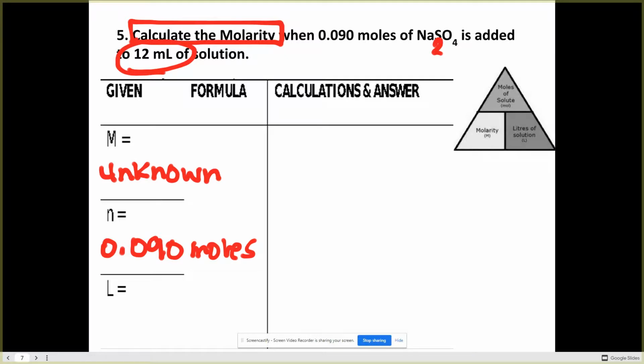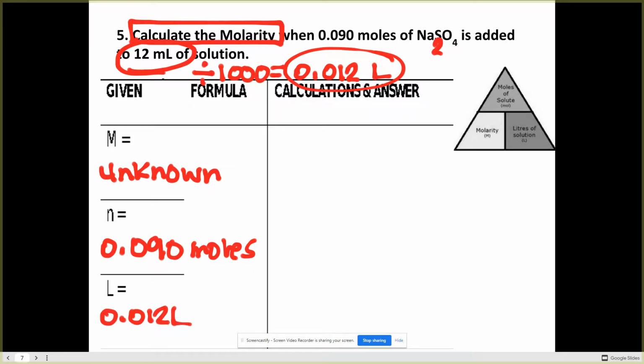Wait a minute, there's something wrong there. It's not L, it's mL. So what did we say? If your volume is given in milliliters, you have to convert it to liters by dividing it by 1,000. So I divide this by 1,000 and I get 0.012, and this is L. All right. So now we can use that in our equation. So this is 0.012 L.